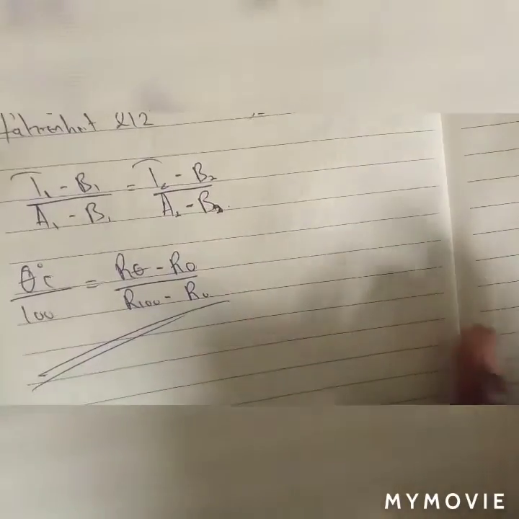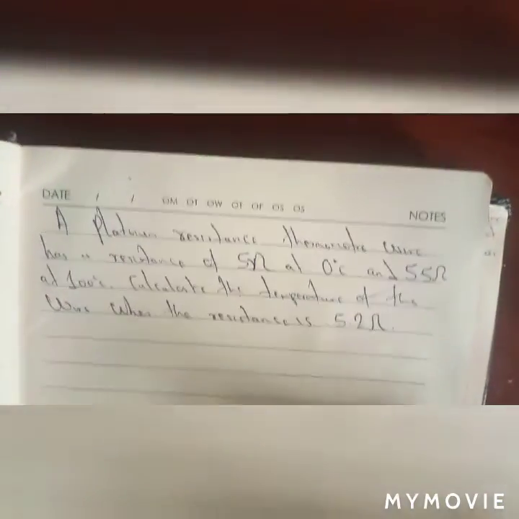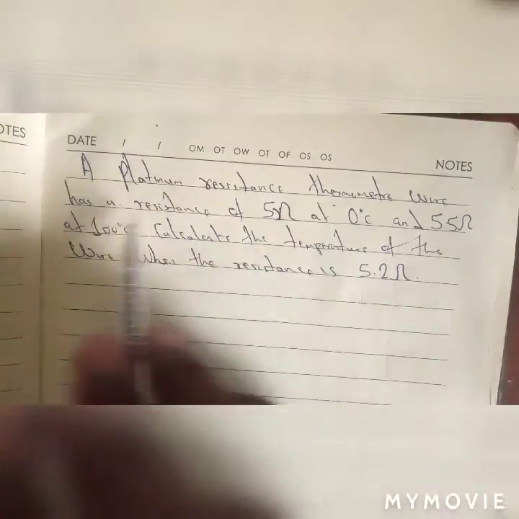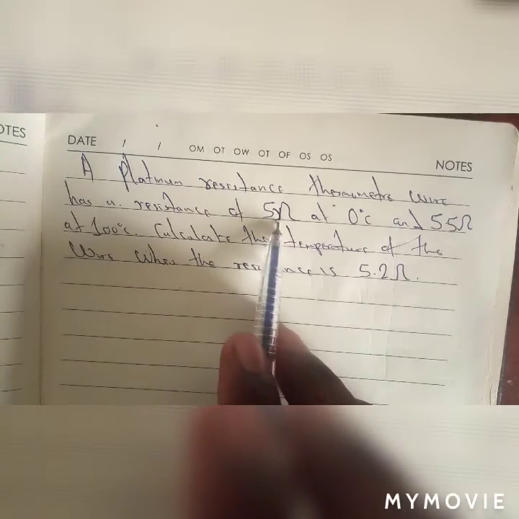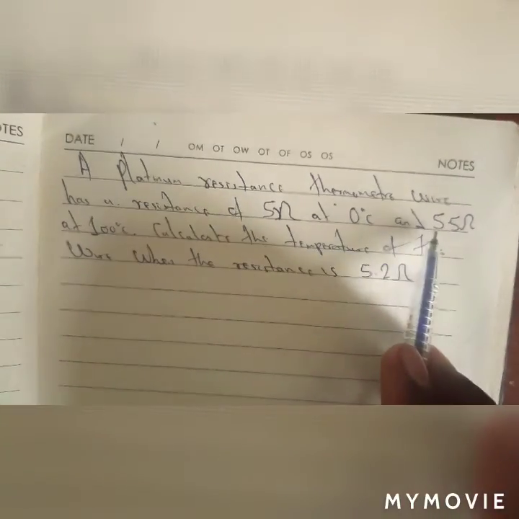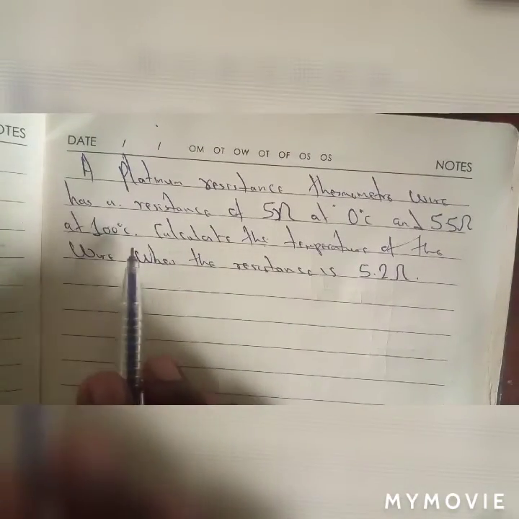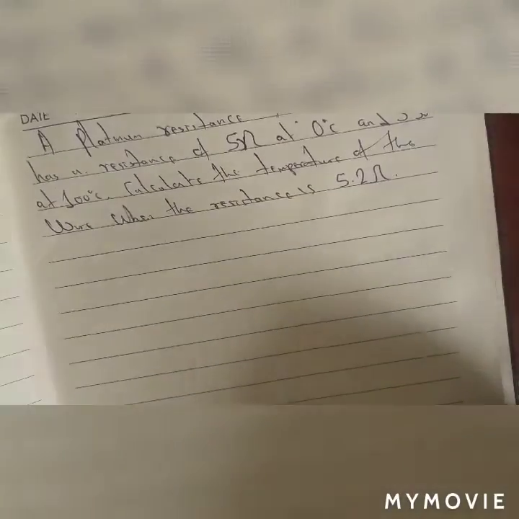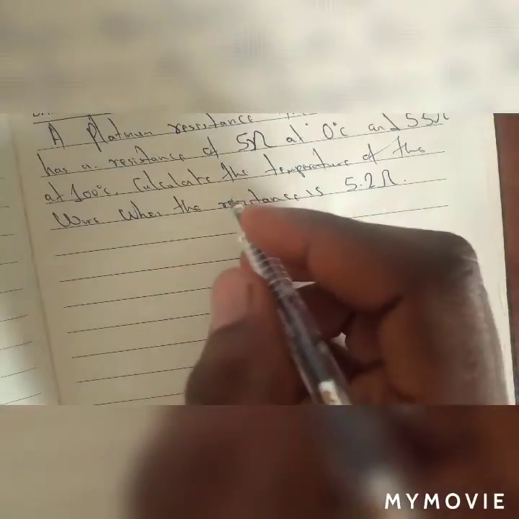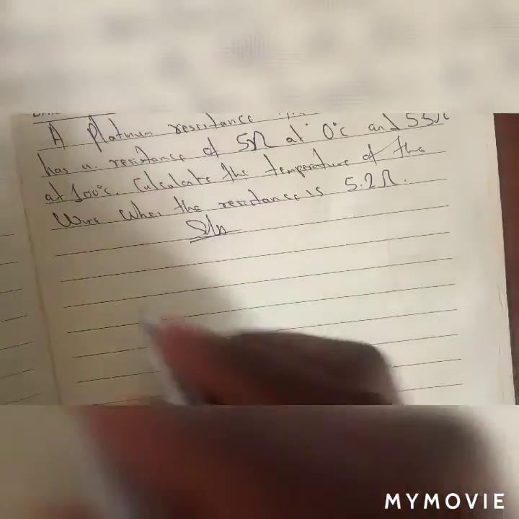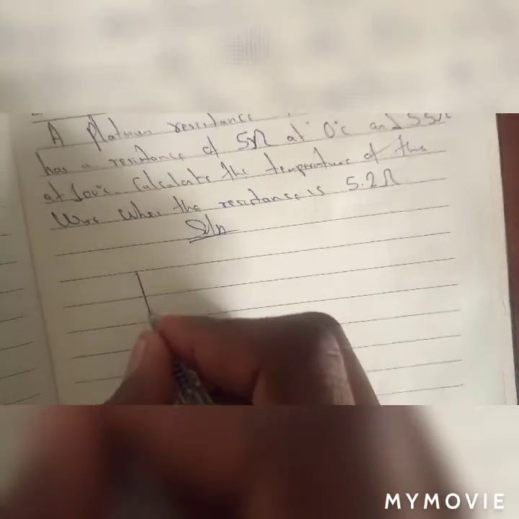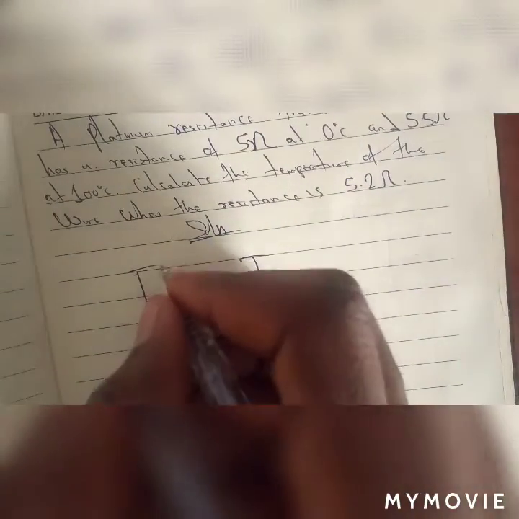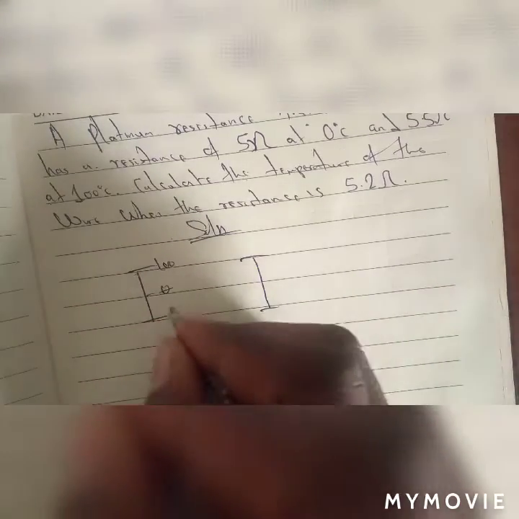Okay, now let's solve a problem to make us understand what we're saying. It says here: a platinum resistance thermometer wire has a resistance of about 5 ohms at 0 degrees and 5.5 ohms at 100 degrees. Calculate the temperature of the wire when the resistance is 5.2 ohms. First of all, place the degrees to know what you are doing. For the temperature, here should be 100, here is unknown, while here is 0.